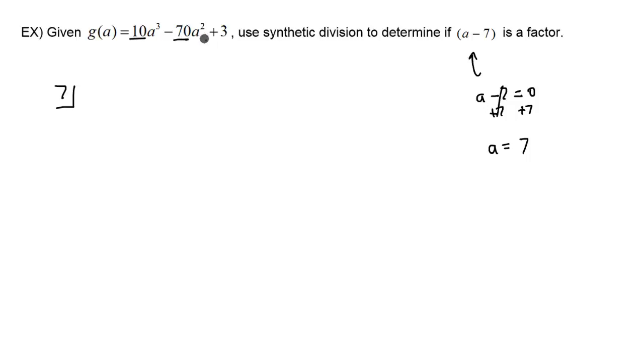And then I take my coefficients and my constant, and I want to set up all my numbers. So I would start off by doing 10. That's with the cube term, a to the third. And then negative 70, that's a to the second power. But as you can see, I have no a to the first power. So when I'm missing a term like that, I have to plug in a 0 to take its place.